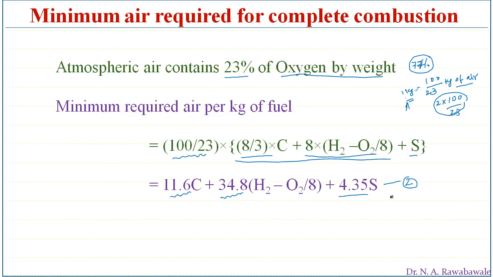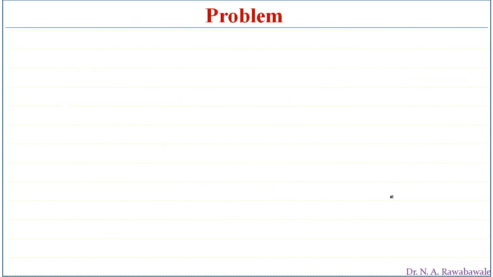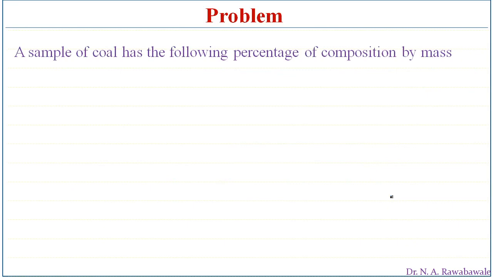Now coming to the next, we will solve one numerical. The problem is defined like this: a sample of coal has the following percentage composition by mass. Fuel analysis is made and the constituents of the fuel are analyzed as given below. The first constituent is carbon. Fuel contains carbon 77% by mass. The next is hydrogen, 6.8%.